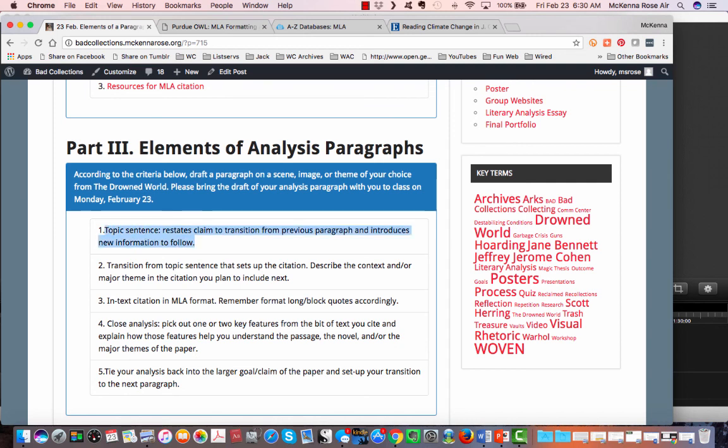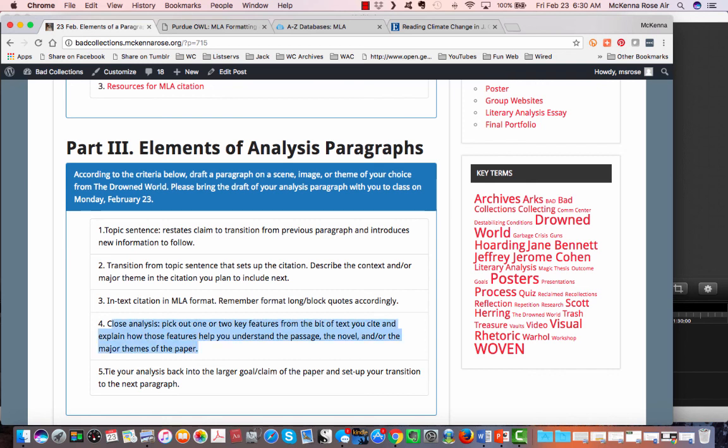Your topic sentence needs to restate your claim and transition from the previous paragraph, in this case, the context methodology paragraph, and introduce the new information to follow. You want to transition from that topic sentence and then set up your citation. You can describe the context and a major theme in the citation you plan to include. Drop in your citation, and then remember to format long or block quotes accordingly.